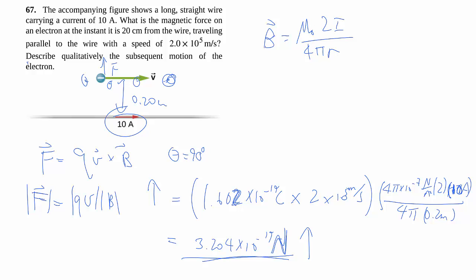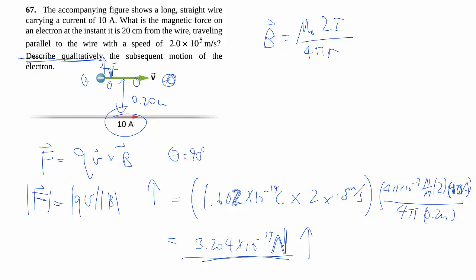This next part is a little more interesting. Describe qualitatively the subsequent motion of the electron. Of course, you notice that the magnetic force is perpendicular to my V at this moment. So you would imagine it goes in some kind of arc. In fact, an arc away from the wire because of the way the direction is. However, it doesn't form a full circle.